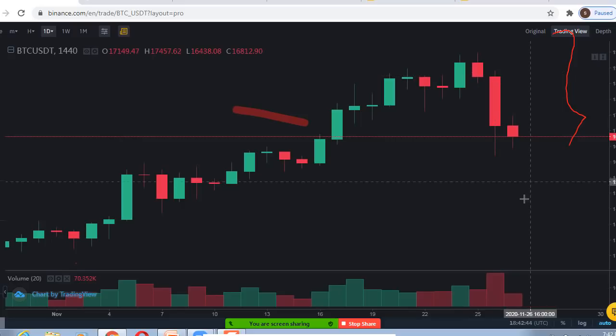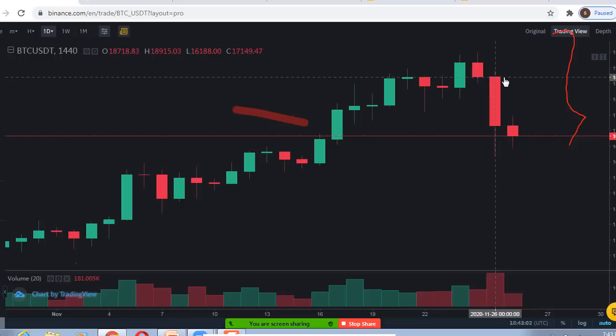You can call it the tail, the wick, or the shadow. Tail, shadow, or wick is the same thing. Now, this is the lowest price, where the price comes to before closing at this point. This is the highest price.